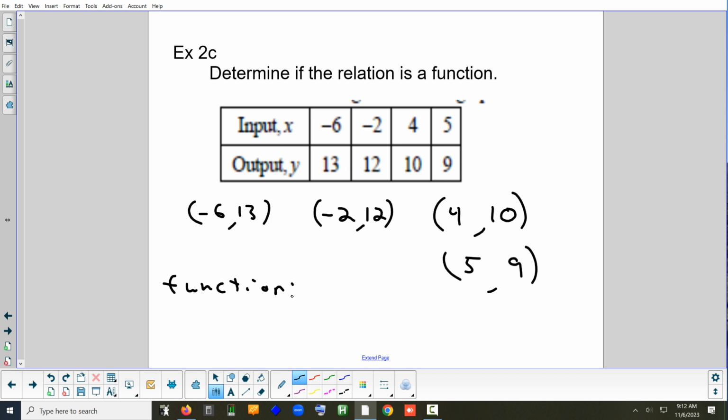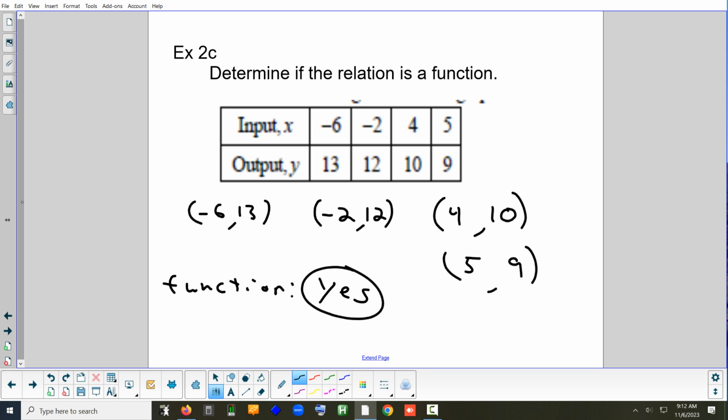So look at the x's. Are there any repeats? No. So what does that mean? It's a function. So it's a relation because it's 4 coordinates, but it's also the specific kind of relation that's a function because there's no repeats in the x. Any questions on that?